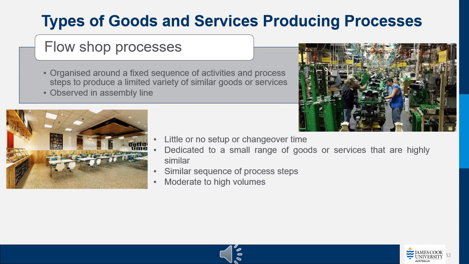Observed in assembly lines. Flow processes are commonly observed in assembly line setups where products move along a linear path from one worker station to another. Each worker station is specialized in performing specific tasks or operations, and the products progressively undergo the required steps until it's completed.